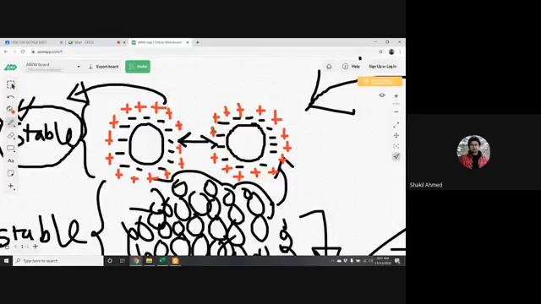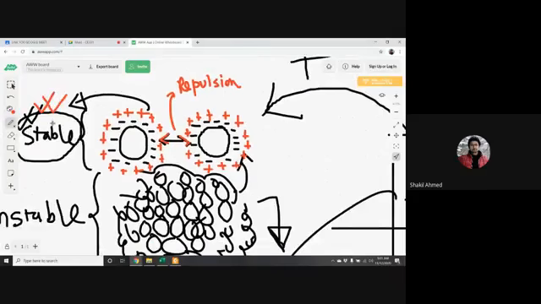Same charges repel each other, and therefore they cannot come close to each other, and therefore they are stable. Okay, clear? Yes, sir. Okay.